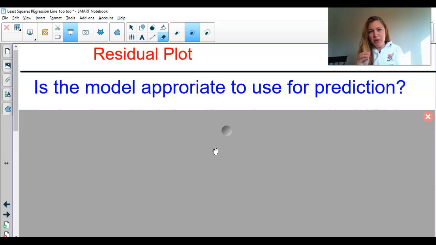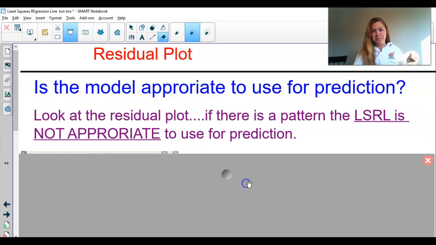How do we tell by looking at that residual plot? Well, we want to see if there's a pattern. If there's a pattern in our residual plot, the model used for prediction is not appropriate, and there's a better model out there. Take a second and write these things down.